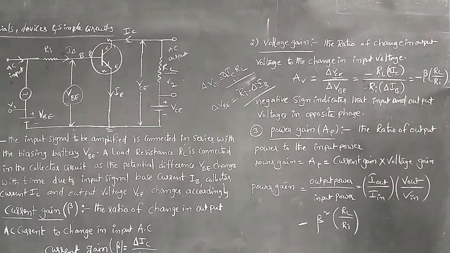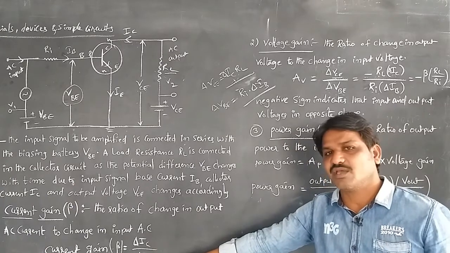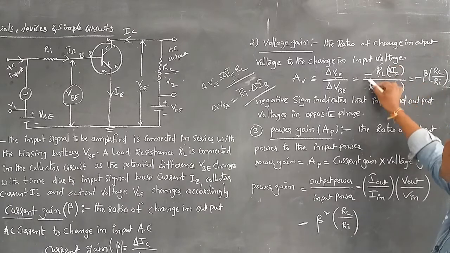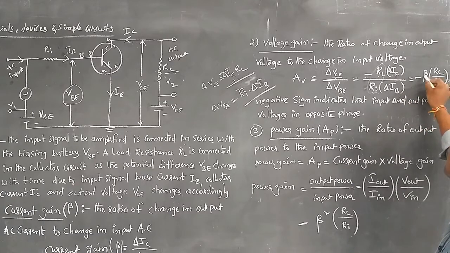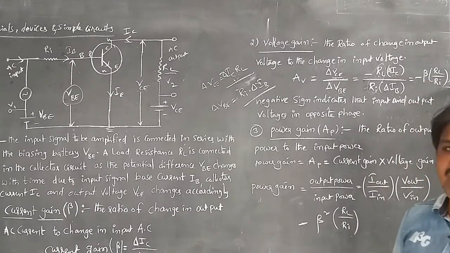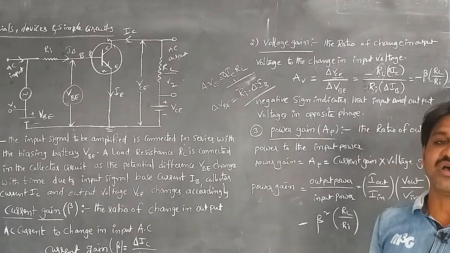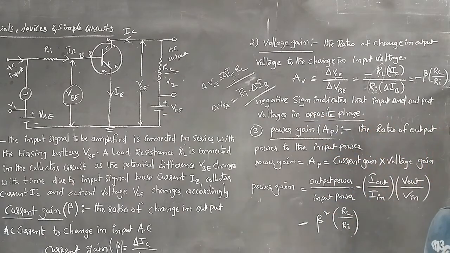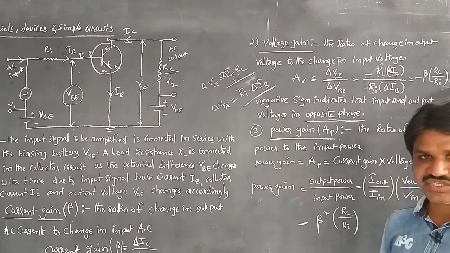From the current gain, beta is equal to delta IC by delta IB. Substituting in that equation, we get minus beta into RL by Ri, since RL by Ri remains constant and delta IC by delta IB is equal to beta. So the voltage gain is minus beta into RL by Ri. The negative sign indicates that the input and output voltages are in opposite phase. So this is about the voltage gain.